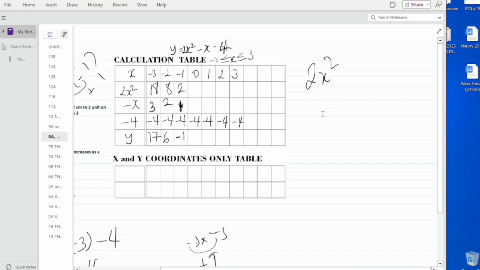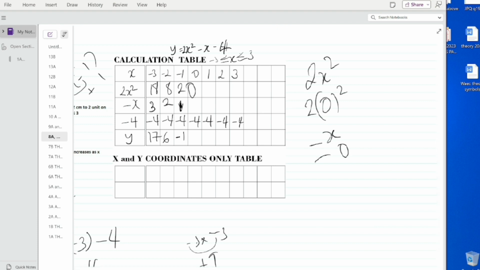The next value we're calculating for is 0. We have 2x squared when our x is 0. 0 squared is 0. 0 times 2 is 0. We have our value for minus x when x is 0, so minus 0 is 0, so we have 0. So we have 0 plus 0 minus 4, that's still minus 4.